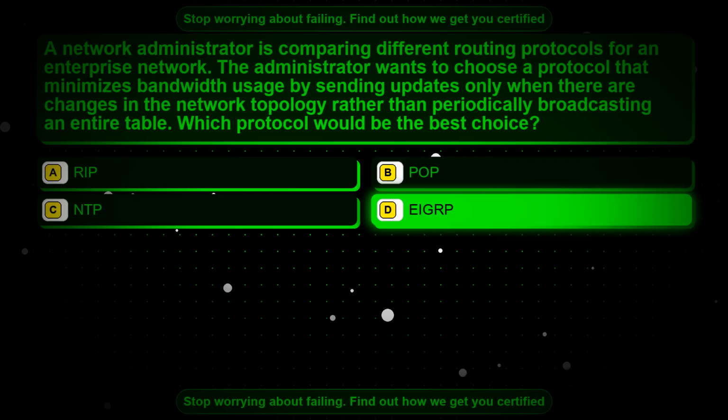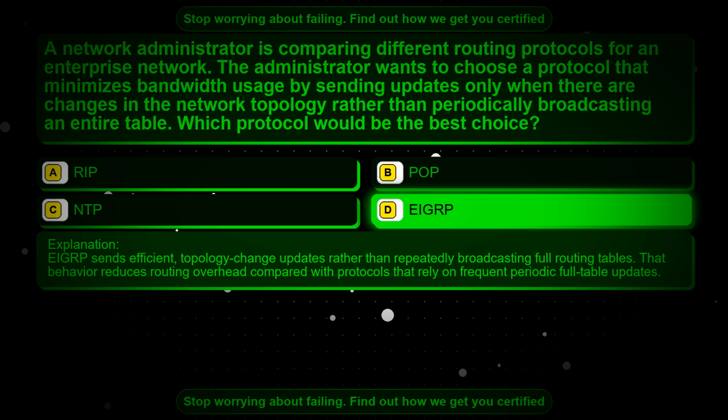The correct answer is option D. IGP. IGP sends efficient, topology change updates rather than repeatedly broadcasting full routing tables. That behavior reduces routing overhead compared with protocols that rely on frequent periodic full table updates.